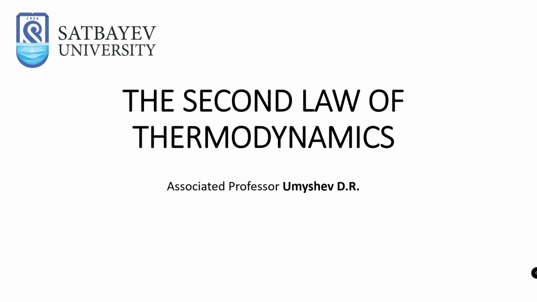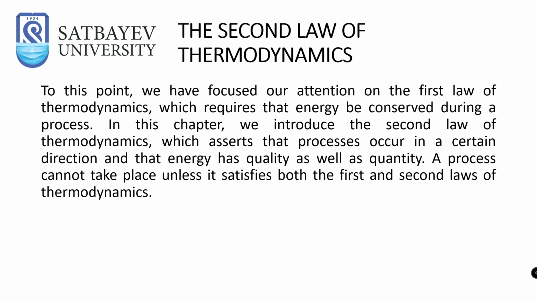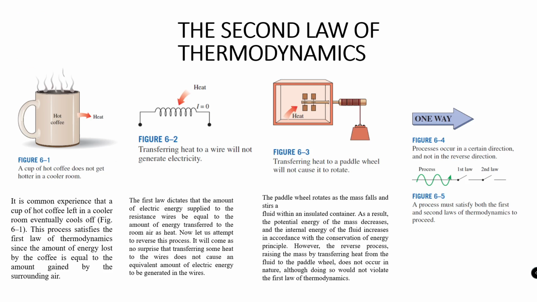Today's topic is the second law of thermodynamics. To this point, we have focused our attention on the first law of thermodynamics, which requires that energy be conserved during a process. In this chapter, we introduce the second law of thermodynamics, which asserts that processes occur in a certain direction and that energy has quality as well as quantity. A process cannot take place unless it satisfies both the first and the second laws of thermodynamics.